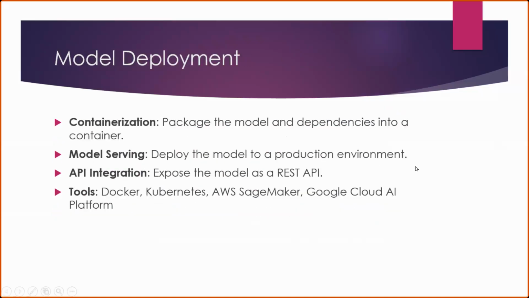Model deployment. When a model is ready and you have to deploy it, containerization is one of the things you can do: containerize and deploy to the environment. That is packaging the model and dependencies into a container and running it on Kubernetes. And model serving, which means deploying the model to a production environment. Once it is deployed, you have to do API integration, which is REST API.